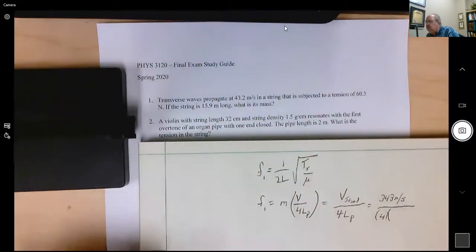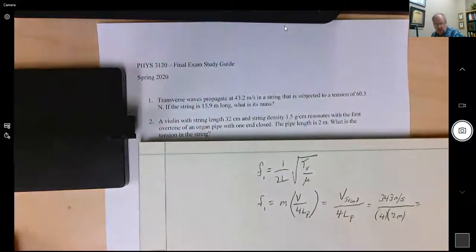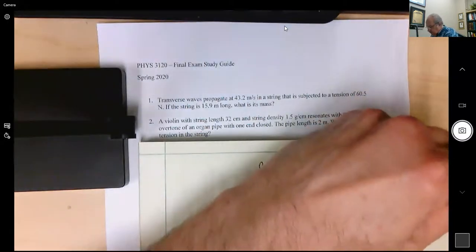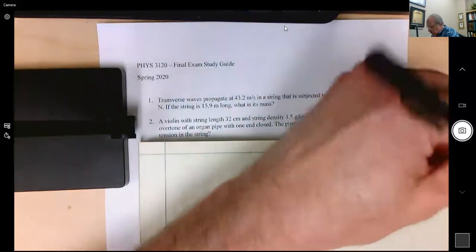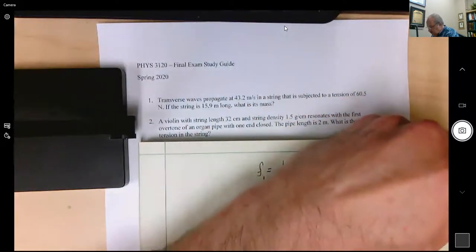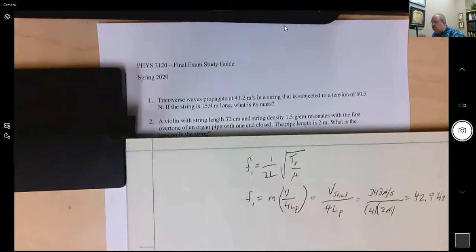So that gives me the pipe length of 2 meters, and I calculate that out. I just take 383 divided by 4 divided by 2, and that gives me a fundamental frequency of 42.9 approximately hertz. Meters cancel, and that leaves reciprocal seconds, which is hertz.